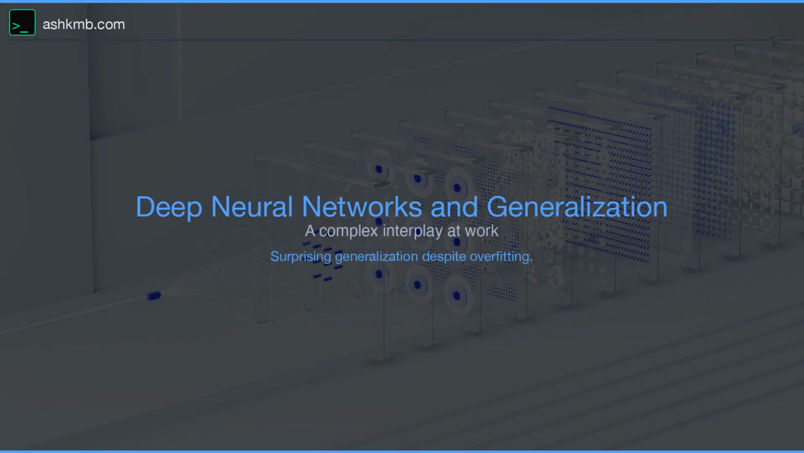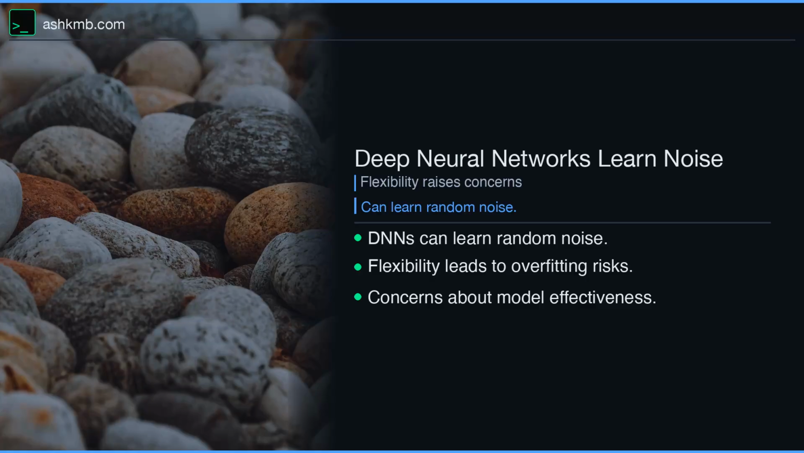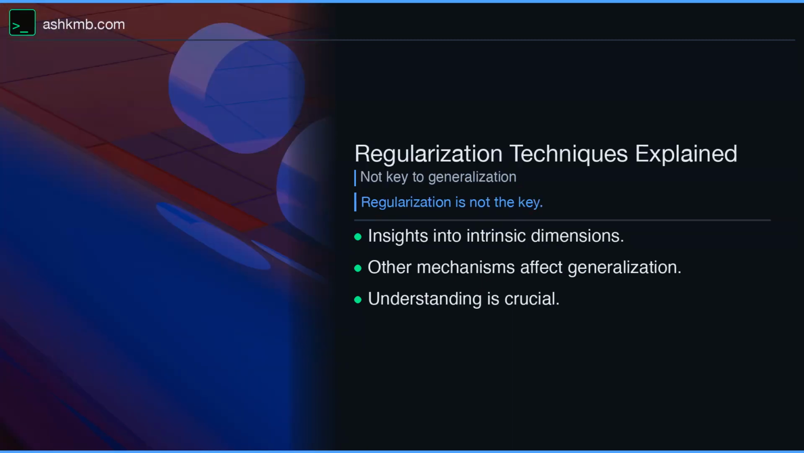Deep neural networks exhibit surprising generalization capability, despite their tendency for overfitting. This highlights a complex interplay between model architecture and data characteristics. Deep neural networks can learn random noise, suggesting that they have substantial flexibility. However, this also raises concerns about overfitting and model effectiveness. Regularization techniques are not the primary factor in model generalization.